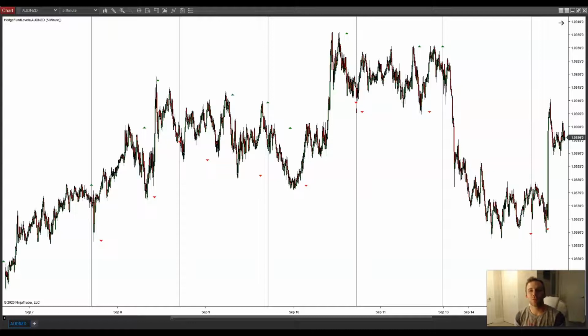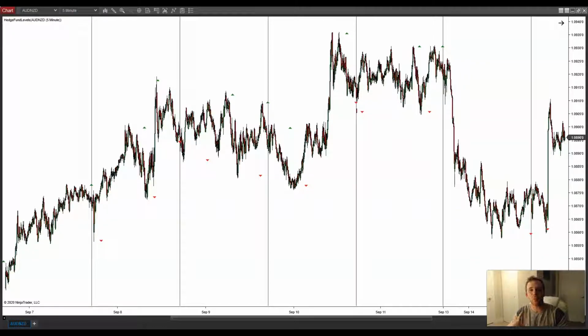Hey traders, so I did some more trading and some back testing on the AUD NZD, and I want to go over something that really stood out to me today. I was able to notice something that I didn't notice before about my hedge fund levels. I realized something about how they can keep you out of a choppy market.